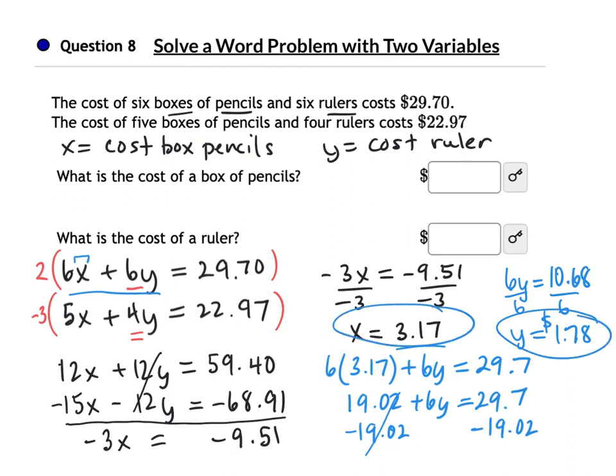So x is the pencils. That's 3.17. And y is the ruler, 1.78.